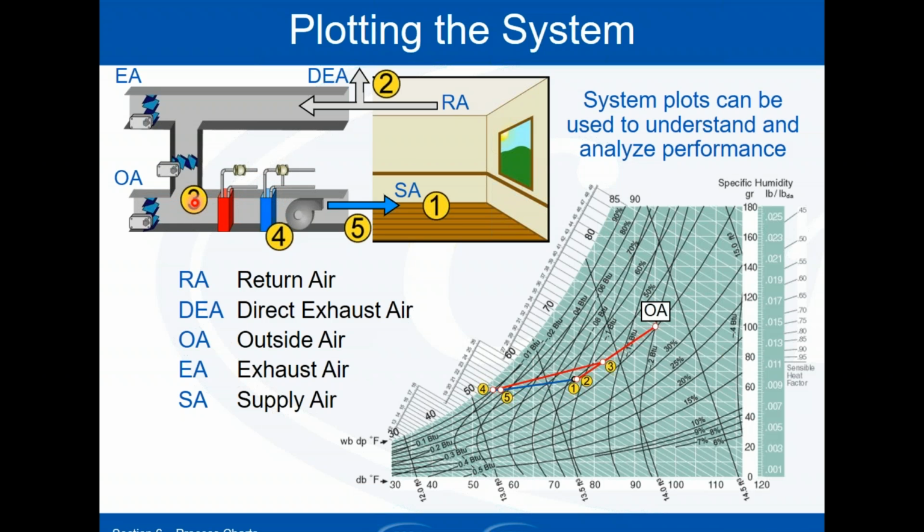So the mixed air number 3 is my entering condition to my cooling coil. Then number 4 is my leaving condition off the cooling coil. Number 5 is my supply air out of my fan system, going down to my diffusers over there. So if we were to look at that plotted out on the psychrometric chart, point number 1, my space condition. Point number 2 is going to be slightly different than my space condition, right?